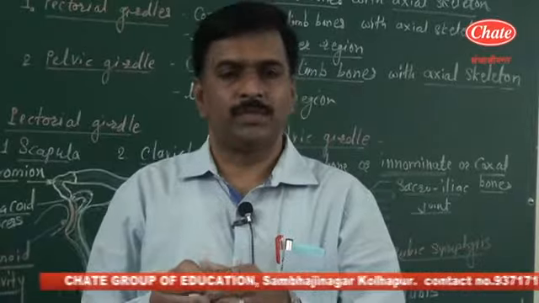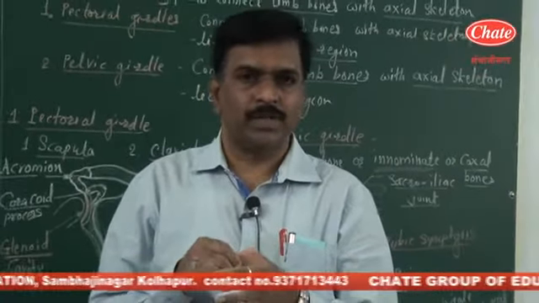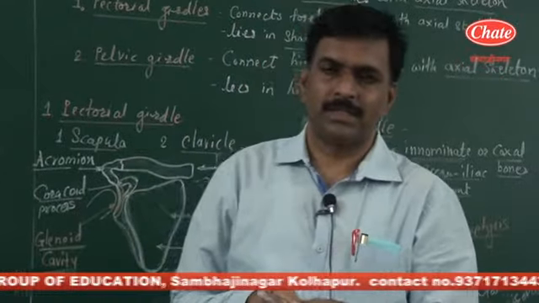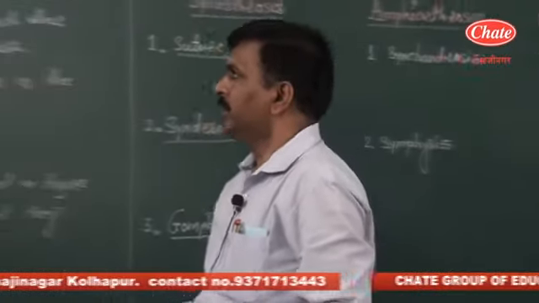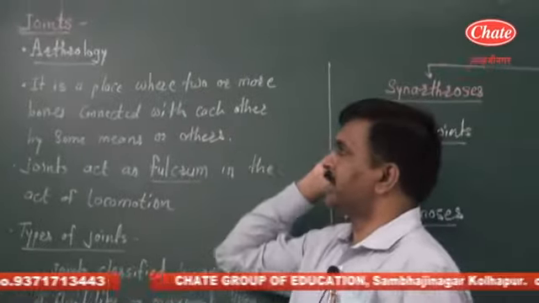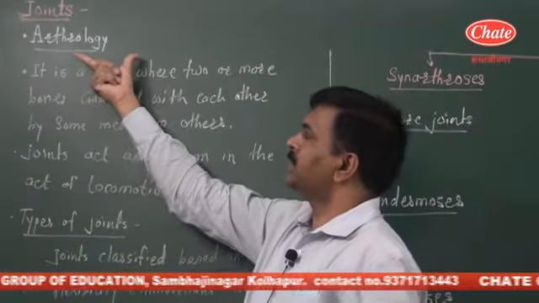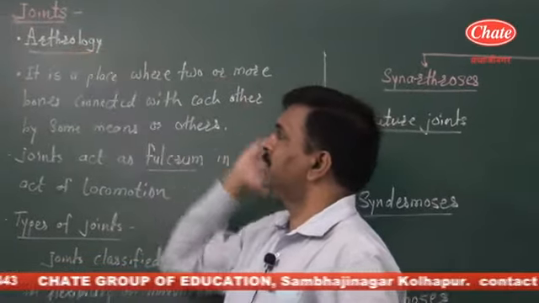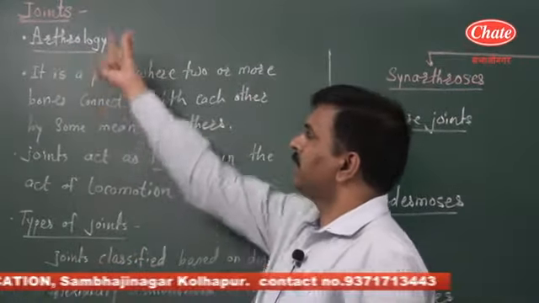Bones are helpful in speech, and bones are helpful in the breathing process. So these are the different functions performed by the skeletal system. Now the second component of locomotion is the joints. The branch which deals with all aspects of joints, the study of joints, is termed arthrology.